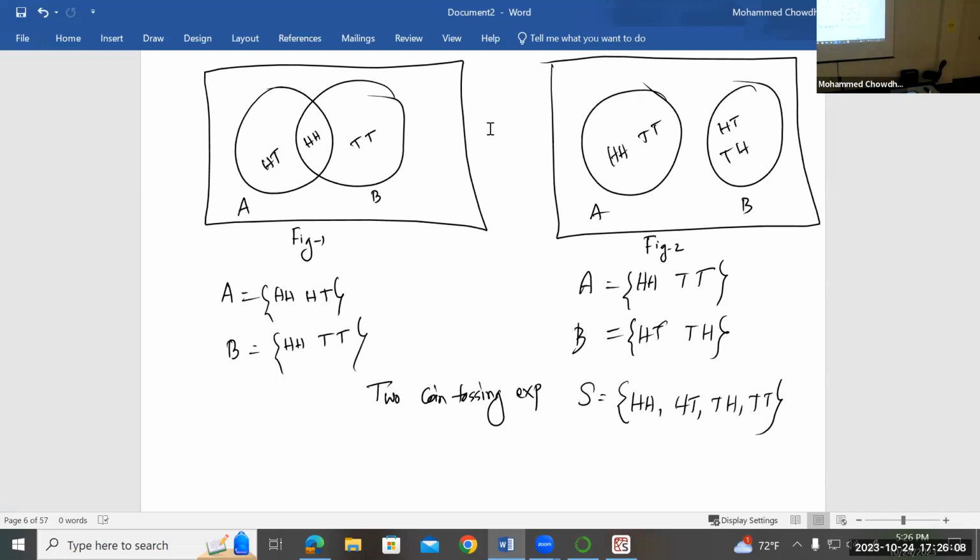Did I say independence A union B? No, I said A intersection B, not A union B. Okay, what is your rationale? Figure 1 brings them both together, I guess. Figure 2, they're separate. Good intuition. Good.